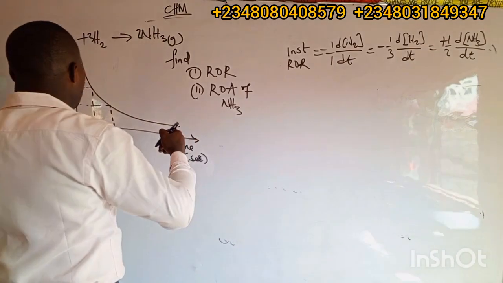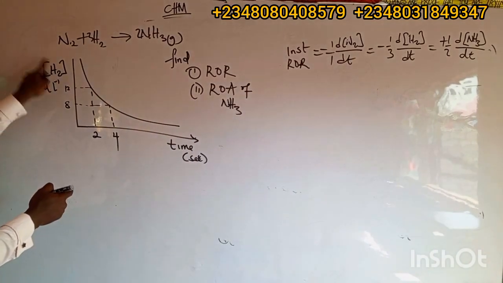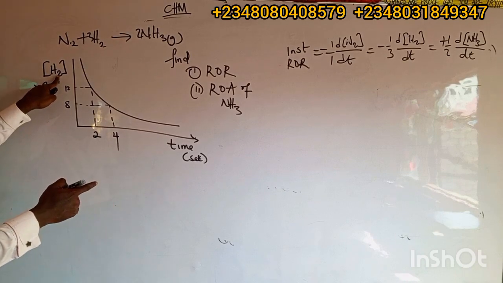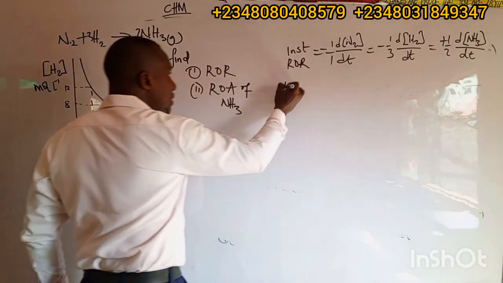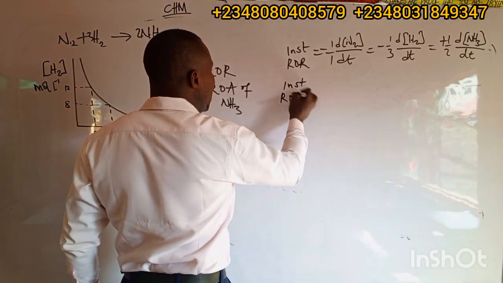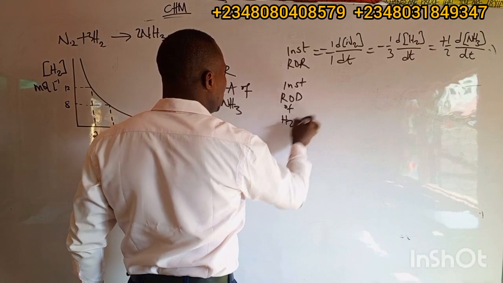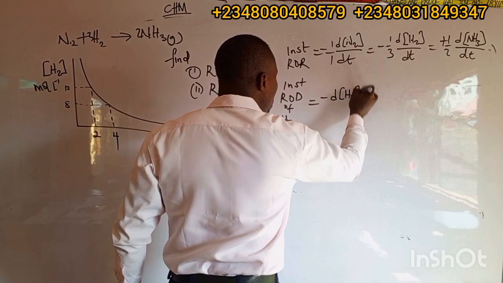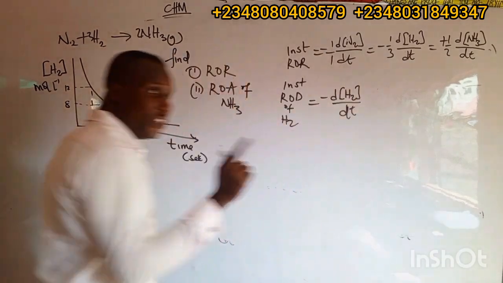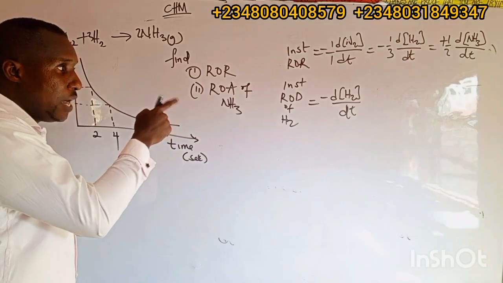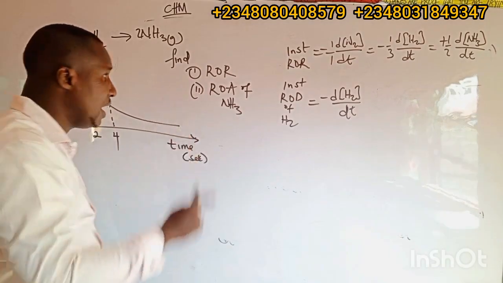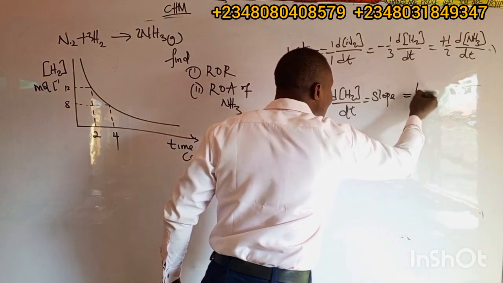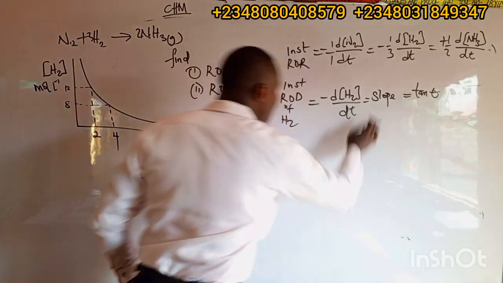Look at this. Now, hydrogen gas is being consumed, disappearing. That is the instantaneous rate of disappearance of hydrogen gas. The instantaneous rate of disappearance of hydrogen gas is given as minus dH dt. You don't need the stoichiometric coefficient under disappearance or appearance. I've told you that. Then from there, which is the same thing as the slope, which is the same thing as tan theta.